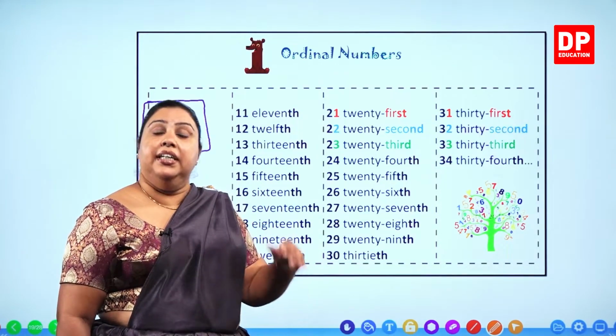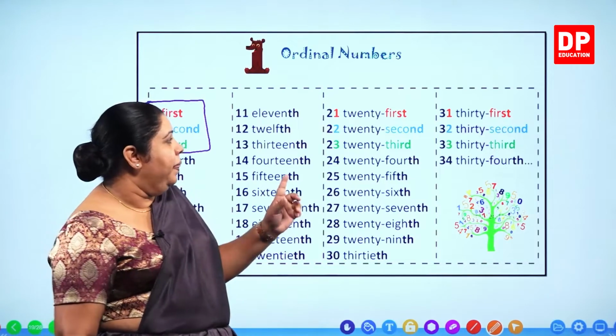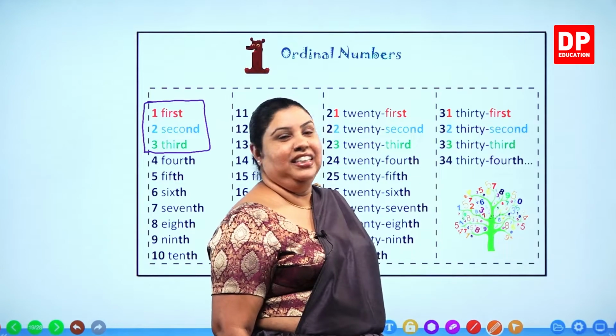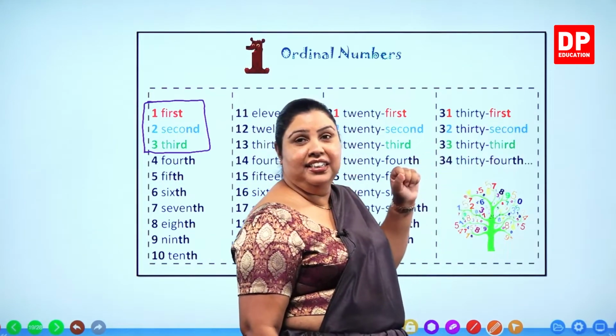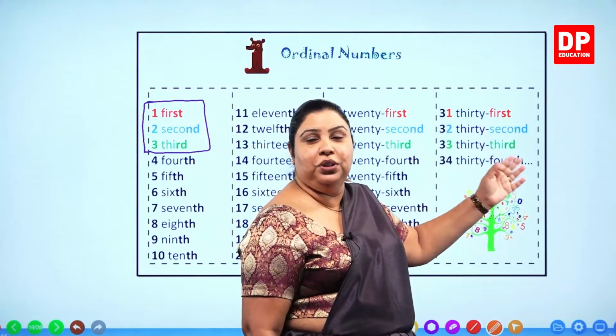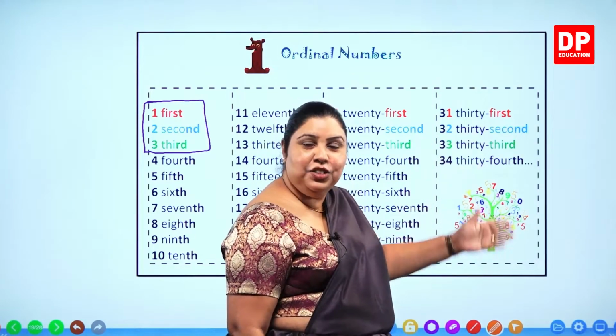20th, 30th. Right? Then again we have 31st, 32nd, 33rd, 34th. Right? And so on.